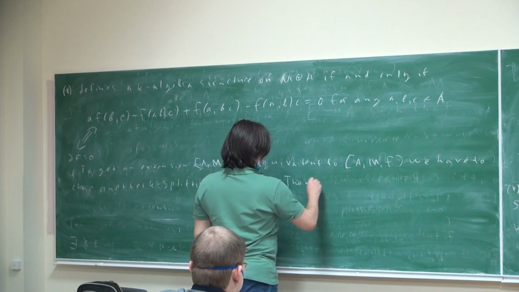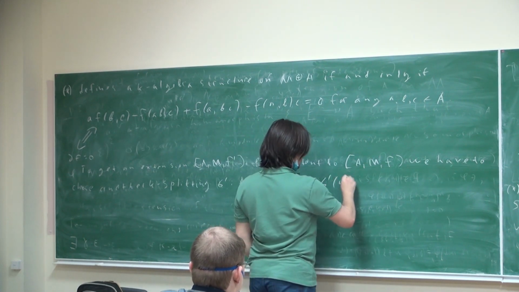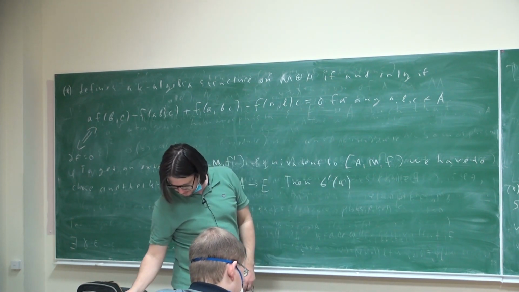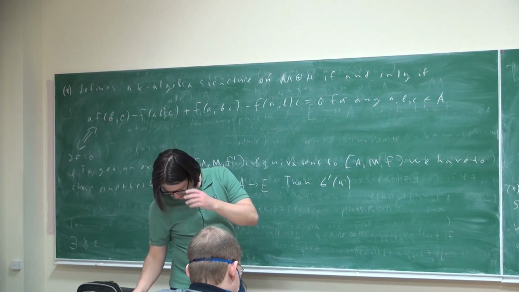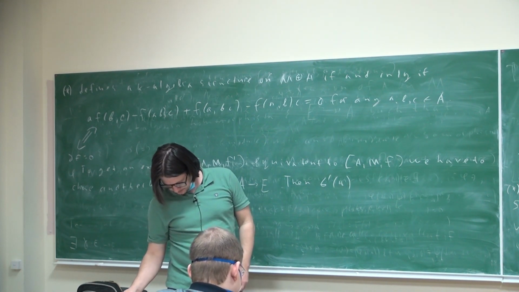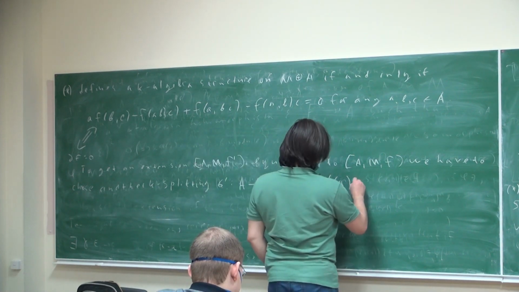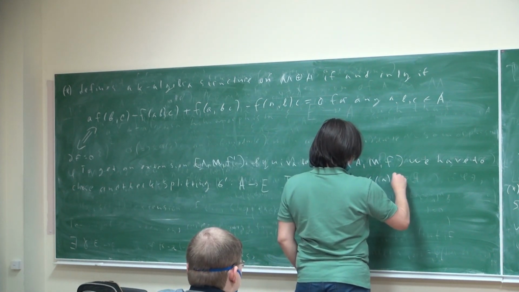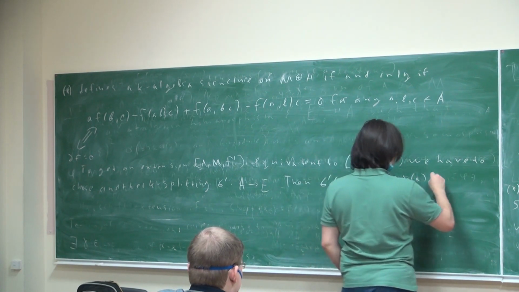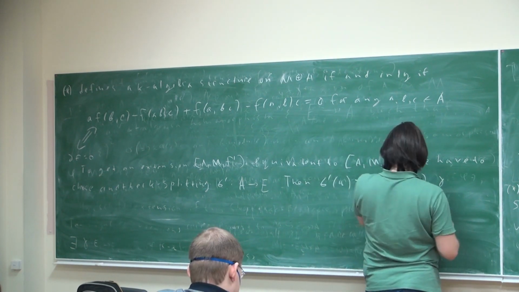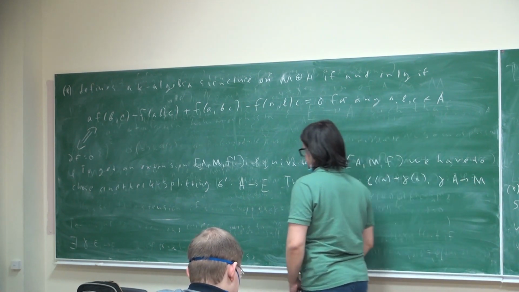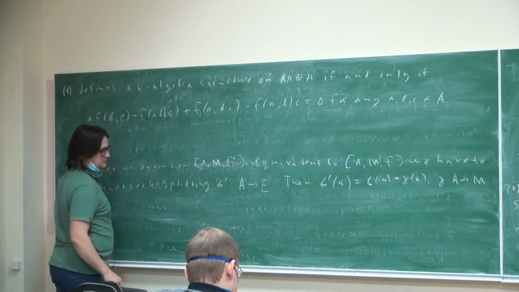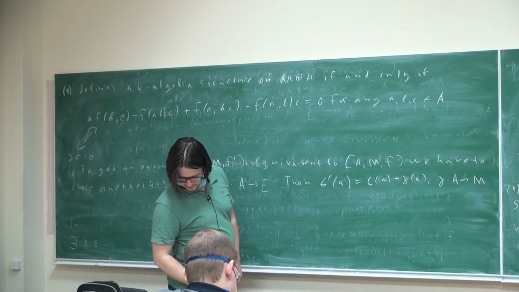Then sigma prime of A is equal to sigma of A plus gamma of A for some linear map gamma from A to M. Yes. Then we can calculate the difference between F and F prime.